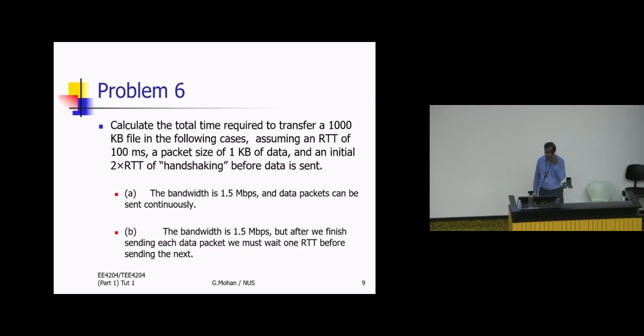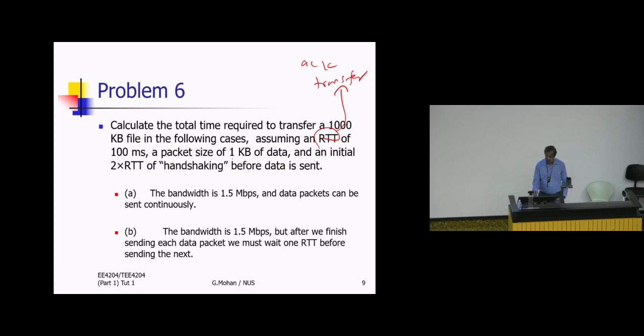Problem number 6. Calculate the total time needed to transfer a 100 kilobyte file in the following cases. Assume an RTT of 100 milliseconds, a packet size of 1 kilobyte of data, and an initial 2 RTT of handshaking before the data is sent. Note the following. You are given an RTT, so implicitly it means it's an acknowledged transfer. It doesn't say the transfer is acknowledged, but when the problem talks about RTT, that means round trip time, which is usually discussed in the context of acknowledgement.